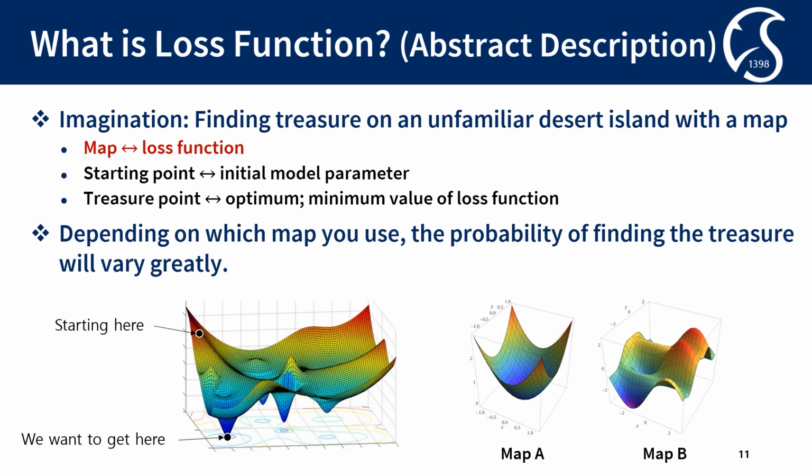So, what is the loss function? Let me explain the abstract. Imagine you're on a desert island you've never been to before, and you are looking for treasure with only a map. The map is the loss function, and the location of the treasure is the optimal point of the model parameters we want to reach. Choosing a loss function is the same as choosing a single treasure map. In other words, it determines the probability of finding the treasure.